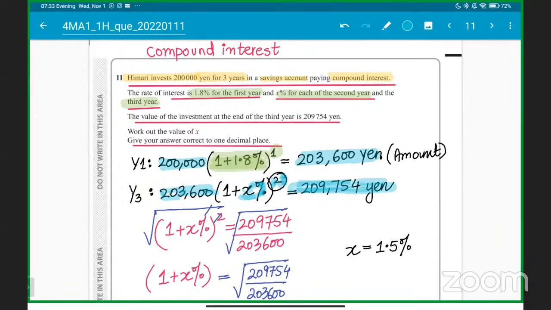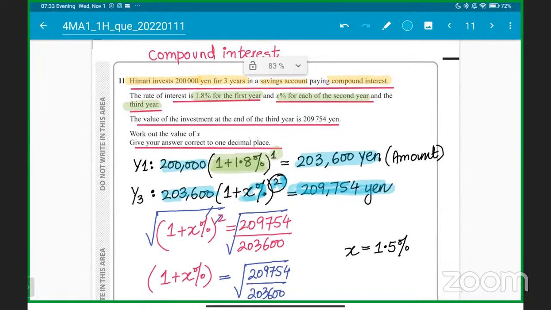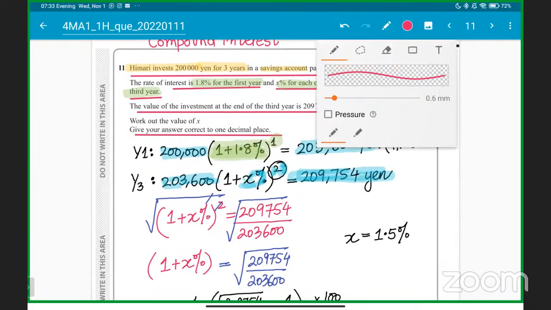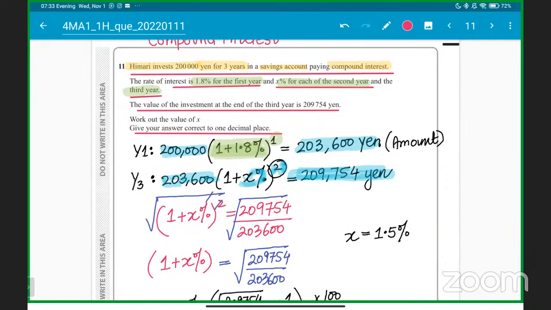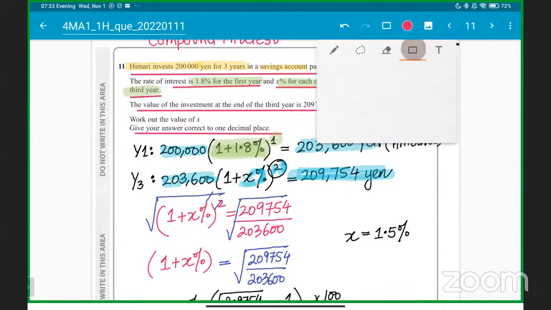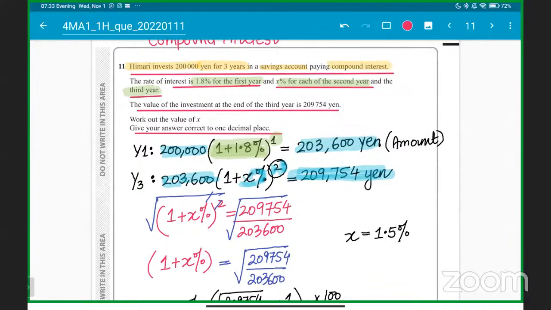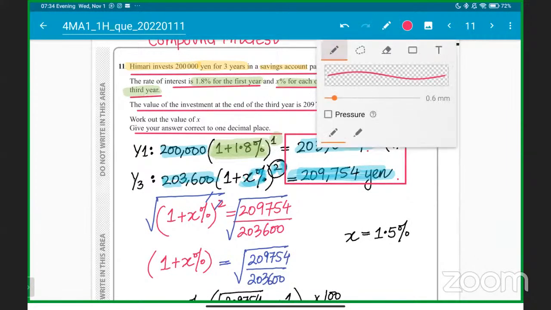When I put the first year formula in my calculator, it gave me 560,000. Make sure you enter 200,000 bracket 1 plus 1.8%. You will get 203,600. You're making a calculation error. Don't worry. I have to put a percent? Yes, you have to put percent, definitely, because it's 1.8%. Either you write the percentage, or you just enter the percent in the calculator. Okay, got it. I wasn't putting the percent.